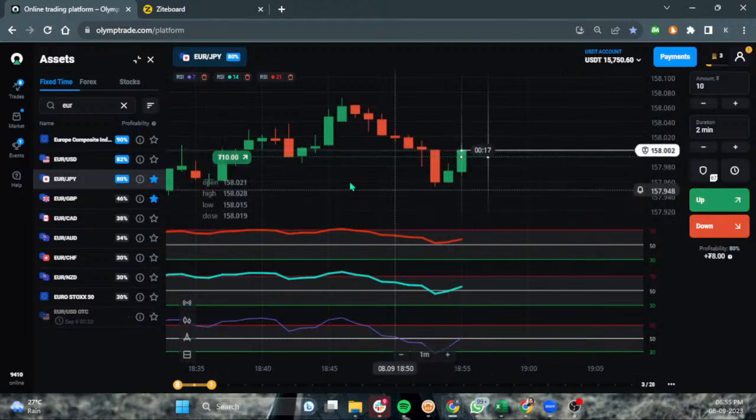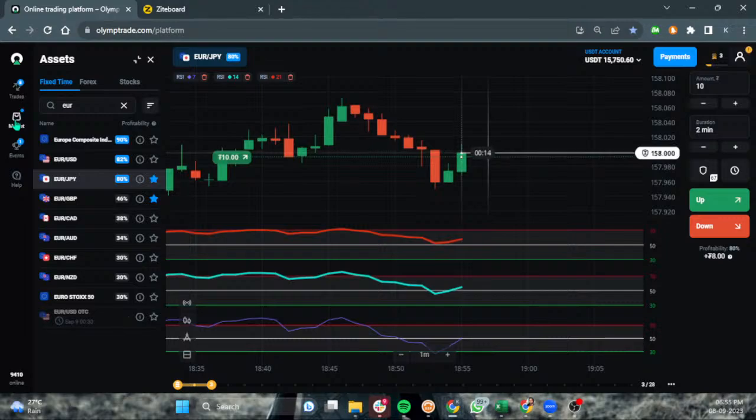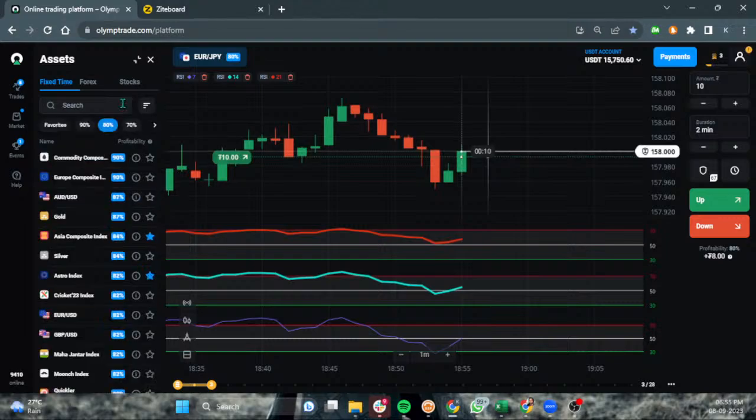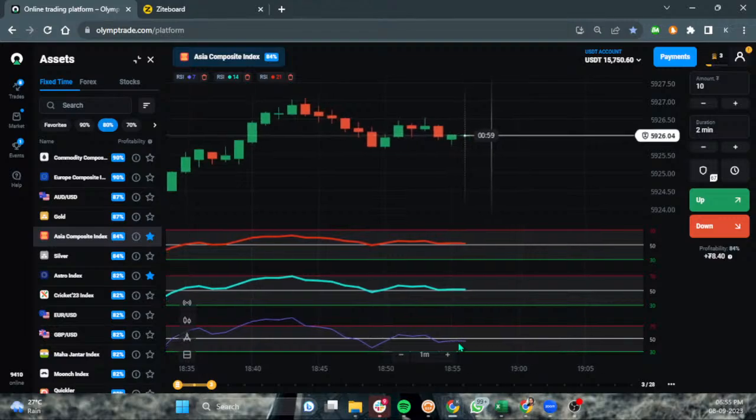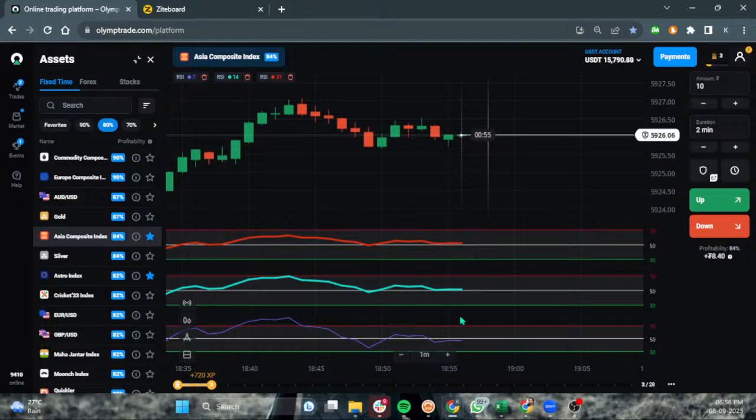Now we come to Asia index. If I check Asia index right now, can we do something on that? Asia composite index. Unfortunately, at the moment, we can't do a trade on Asia composite considering it's crossing nowhere actually. It's not even touching 30 or 70. So that's why it's not possible. But that's okay.